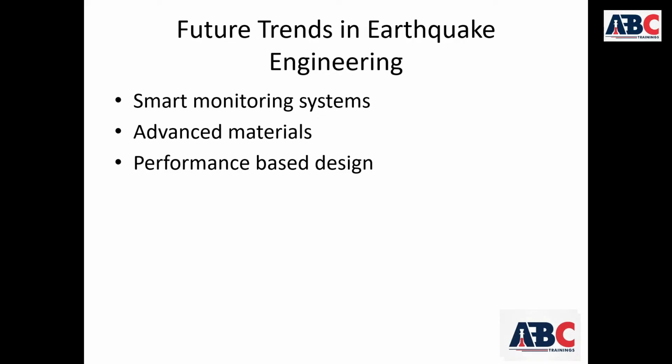Next point is about advanced materials. Traditional materials like concrete and steel are now being improved with advanced technology. Some advanced materials include high performance concrete (HPC), higher strength and ductility, and improved crack resistance.